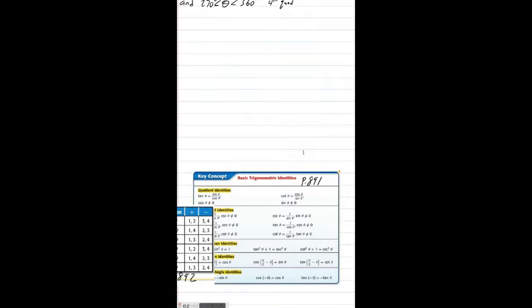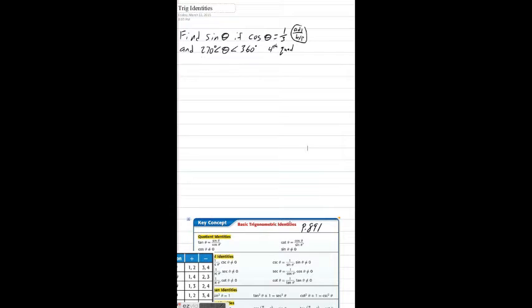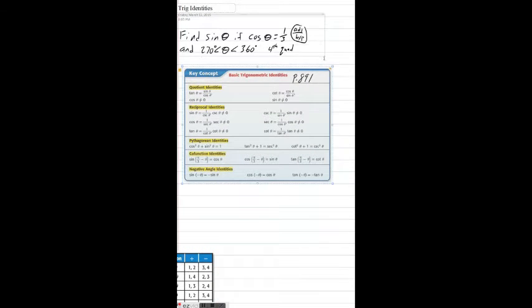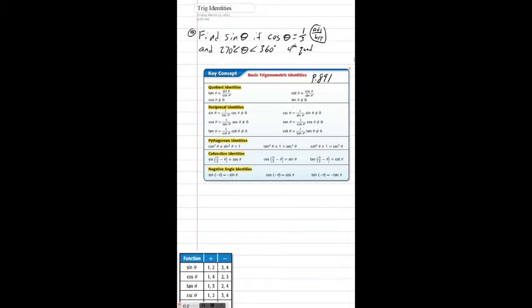So when we're talking about trig identities, we're going to have to talk about these basic trig identities that are on page 891 in your book. Alright, so you see the type of problem we're doing over here. We want to find the sine of theta if cosine of theta is equal to 1/3, and theta is between 270 and 360 degrees. So we know it's in the fourth quadrant, right?